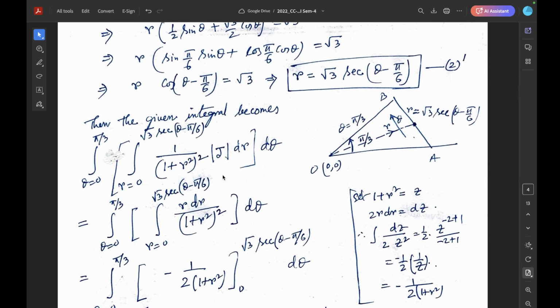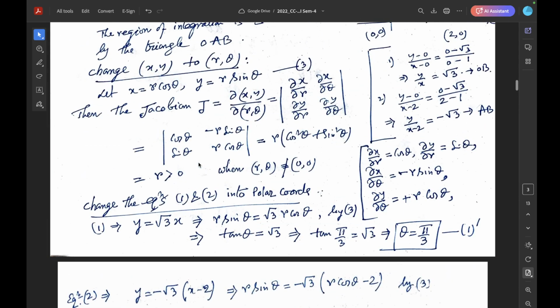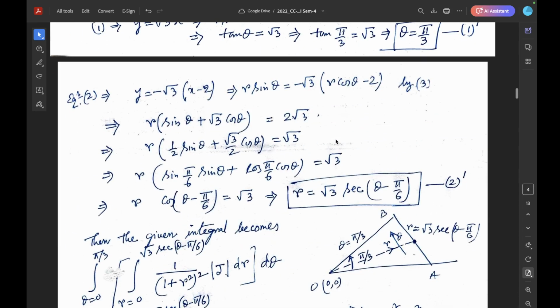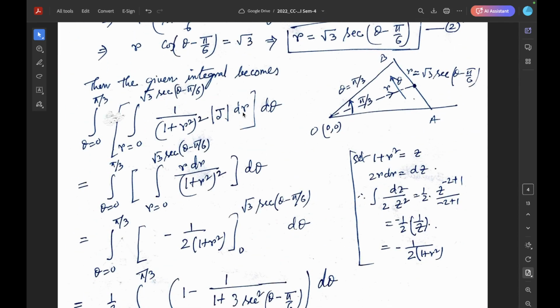So the given integral becomes theta equal to 0 to pi by 3 and r equal to 0 to root 3 sec(theta minus pi by 6), 1 by (1 plus r square) whole square, because 1 plus x square plus y square equal to 1 plus r square, and dx dy becomes modulus of Jacobian J into dr d theta, that J equal to r, so r dr by (1 plus r square) whole square d theta.